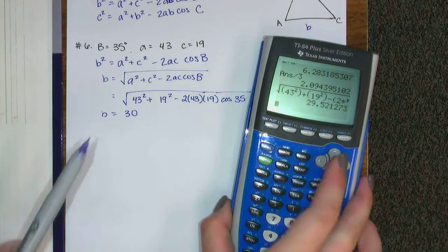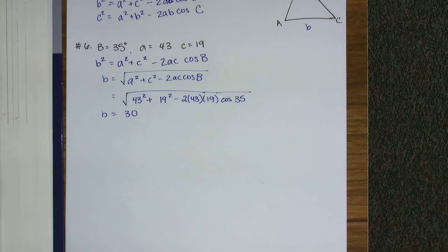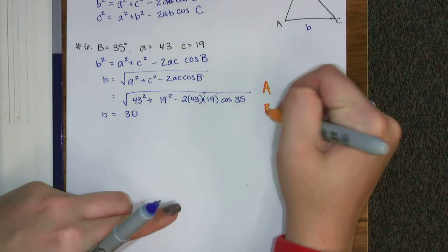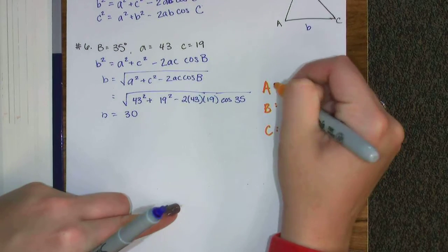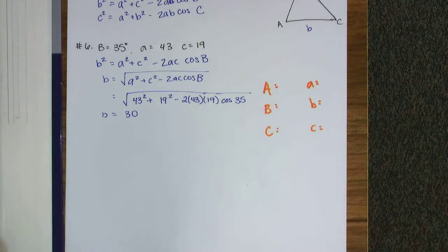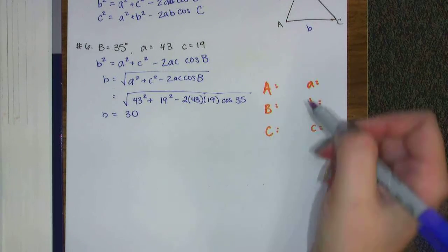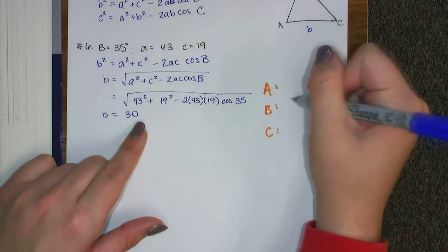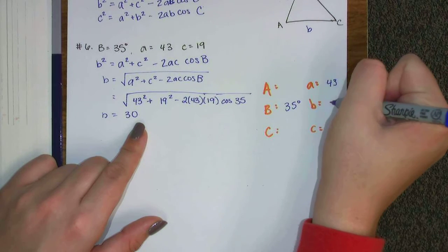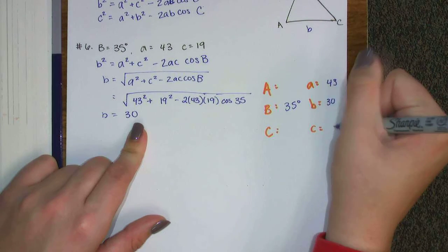And because we are solving for the triangle, we do still want to set it up the same way with our A, B, C values for each so that we can write down everything. It just makes it easier for me to grade. So B is 35 degrees, A is 43, B is 30, C is 19.